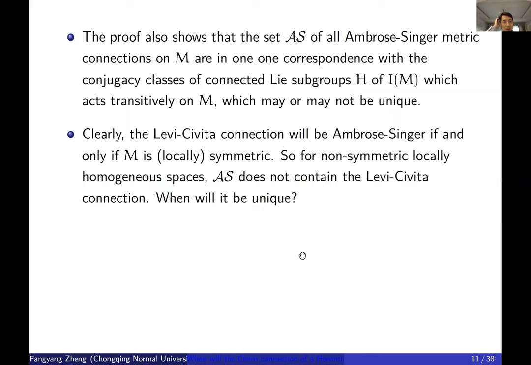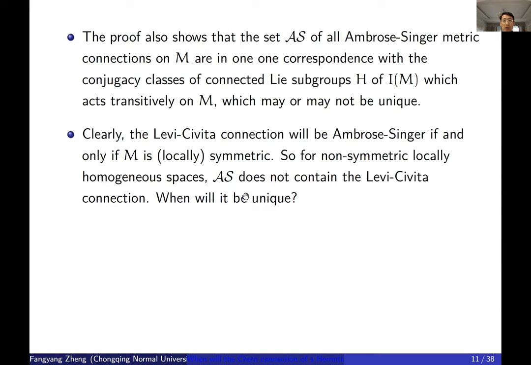Here let me skip over that part. The remark is that we use AS to denote the set of all Ambrose-Singer connections, but the problem is that it's not unique in general. So there is an issue: if the Levi-Civita connection is Ambrose-Singer, then we're in the locally symmetric case, right?